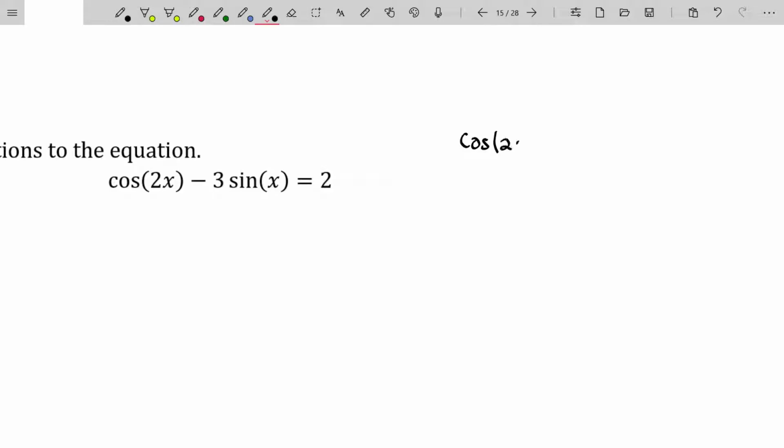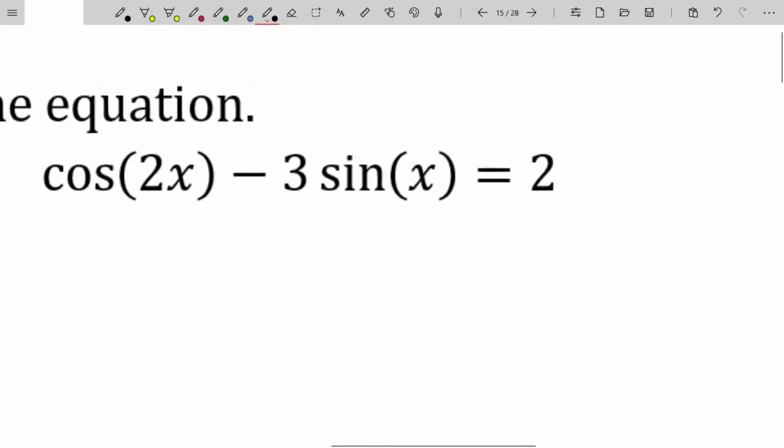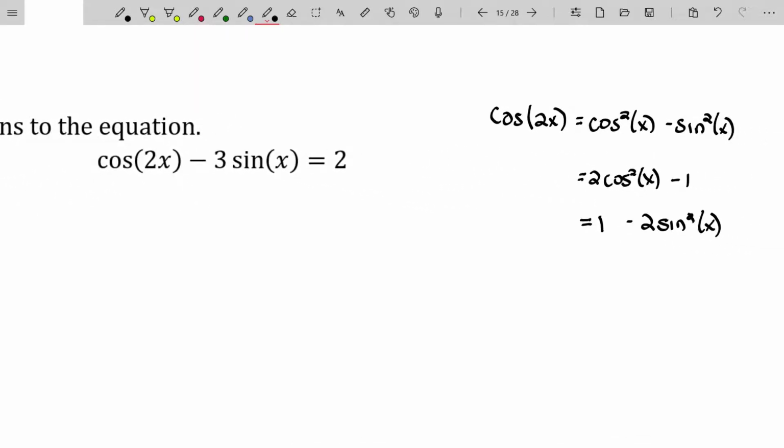Cosine of 2x can be traded out for a cosine squared of x minus a sine squared of x, or it can be traded out for a 2 cosine squared of x minus 1, or it can be traded out for a 1 minus 2 sine squared of x. As I've said in those videos on the double angle identities, this is very much a memorizable theorem. And if you're given those 3 options and you want everything to be the same trig function, I'm going to trade out that cosine of the double angle for 1 minus 2 sine squared of x, so that I only have sines.